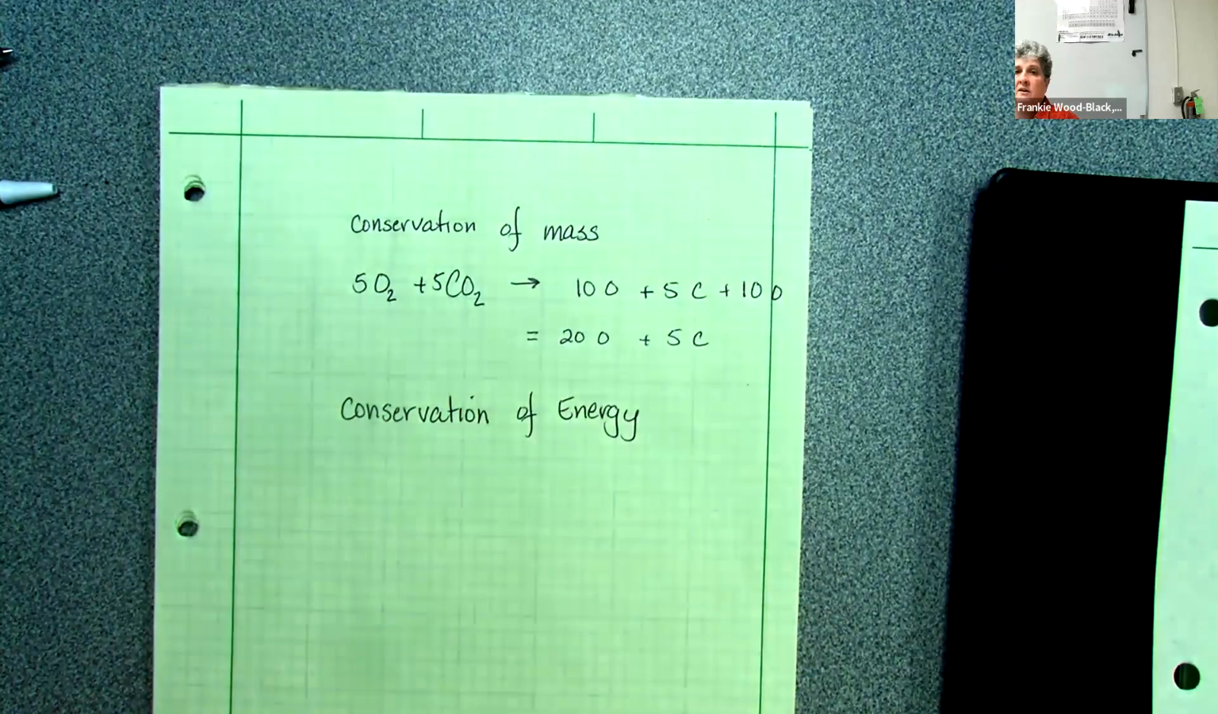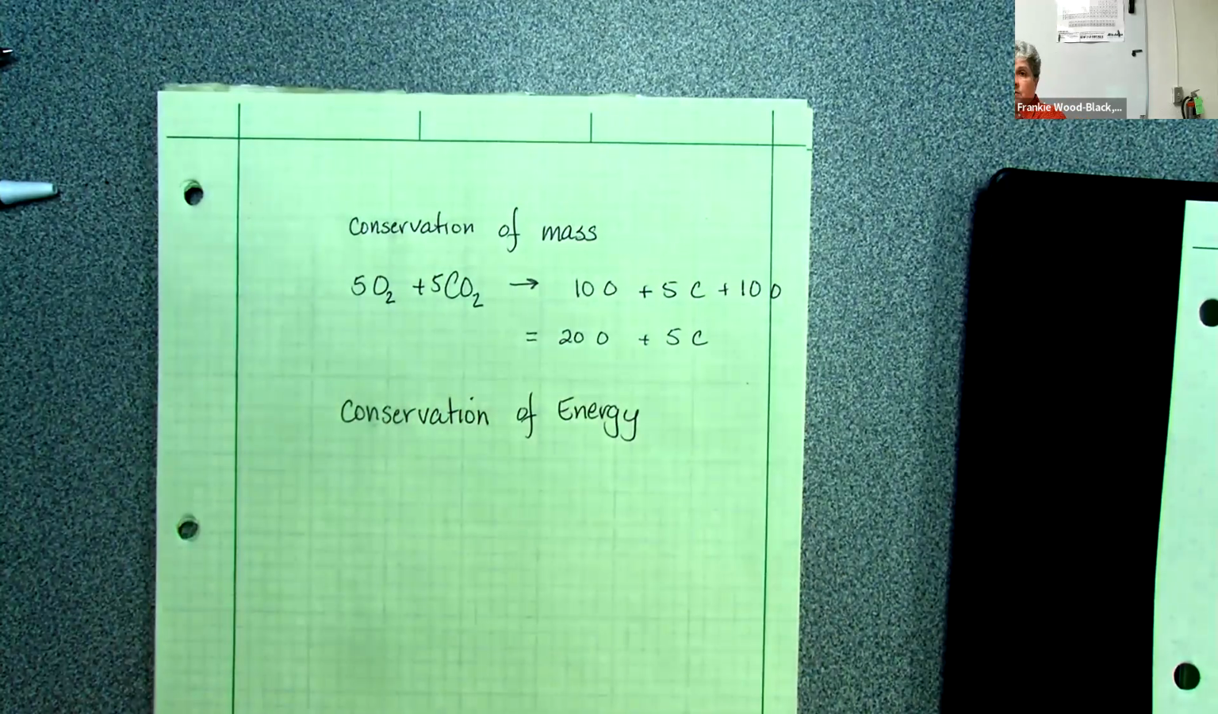So the total energy at the beginning has got to equal the total energy at the end. Even though the second law of thermodynamics says I can't get it all to go to work, that's okay. I still have the same amount of energy when I start and when I finish. It's just whether or not I can make it go to work.